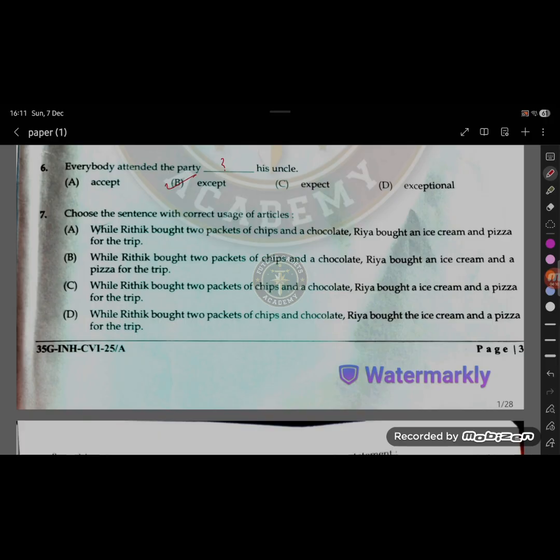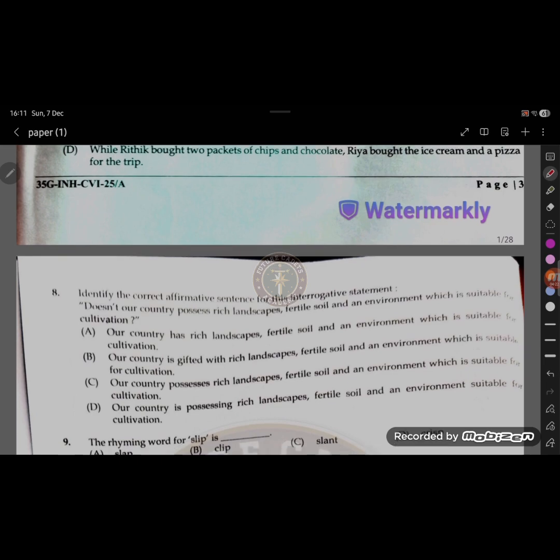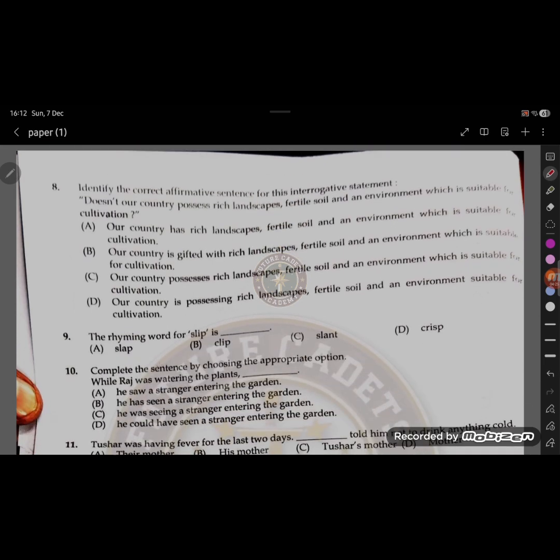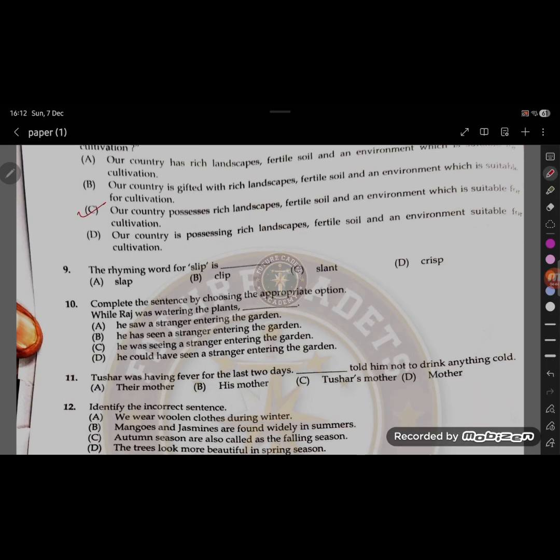Question number 7 is about the correct usage of articles. We all know there are 3 articles: a, an and the, and here the most appropriate use is in sentence B. For question number 8, the question asks to identify the correct affirmative sentence for the interrogative statement. Interrogative statements are questioning statements, and if we need an affirmative sentence, we need to remove that. So by that sense, C is the most appropriate answer.